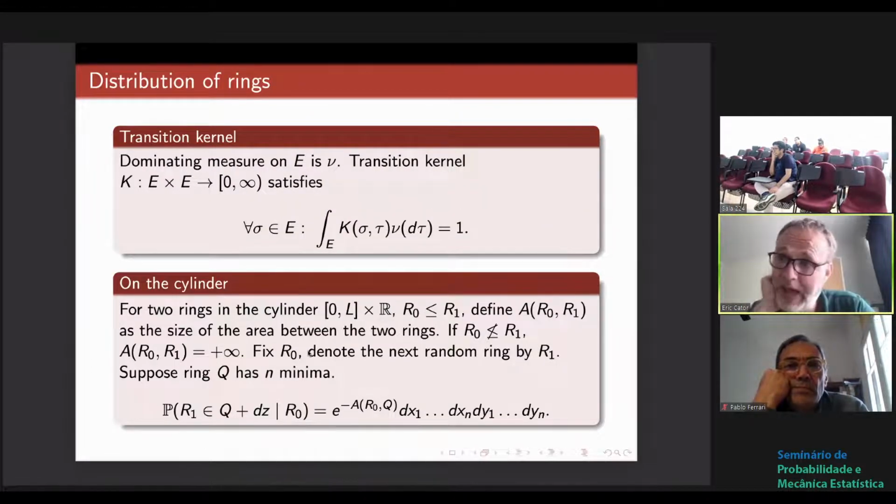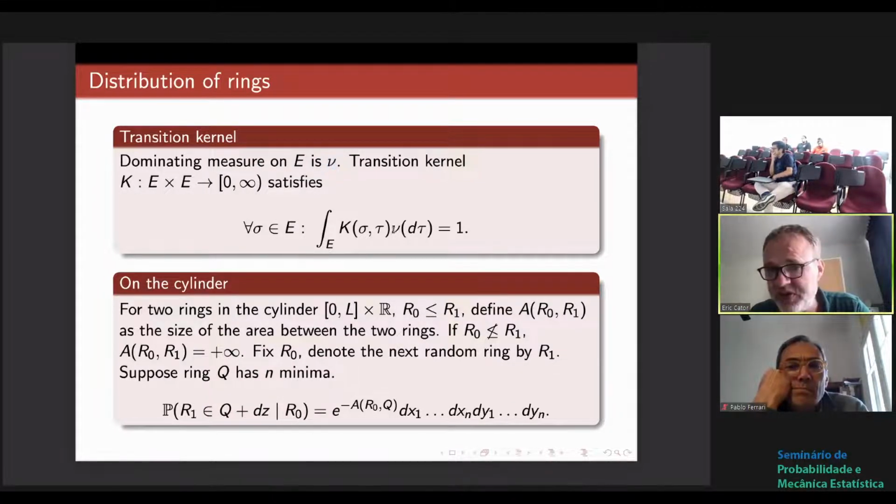Okay, now, how are we going to do this? Well, we have to describe the transition kernel of this process. For a transition kernel, you need a dominating measure. Well, we already had it. It was this nu. That's clear.